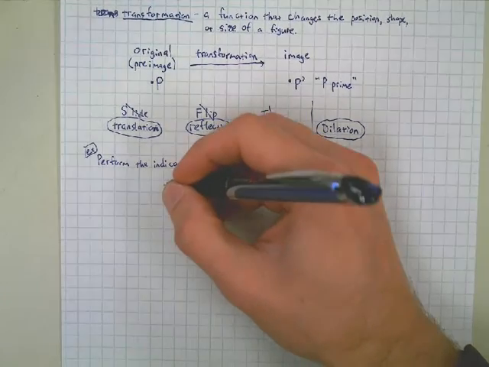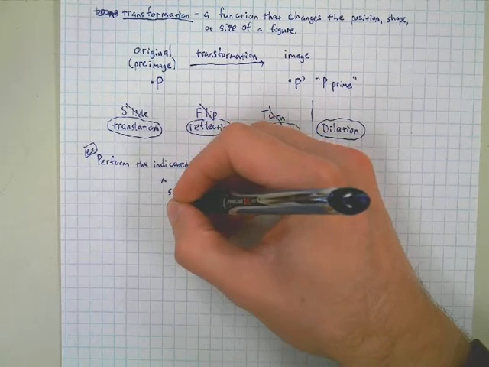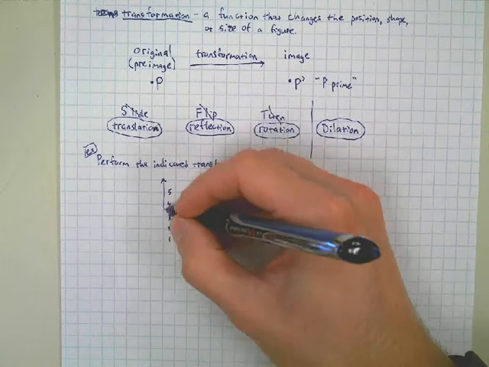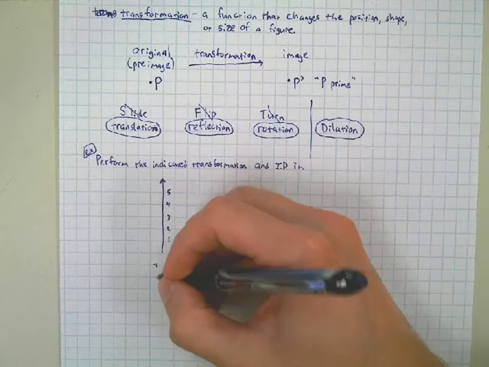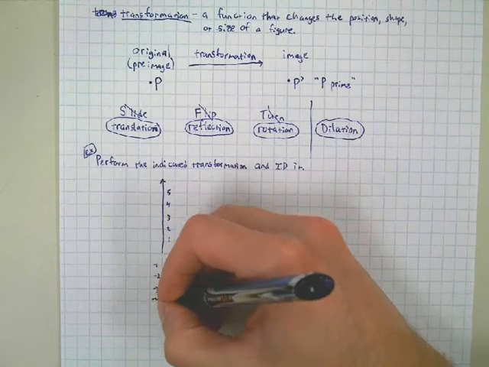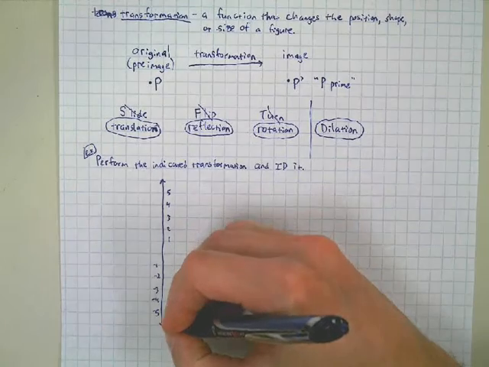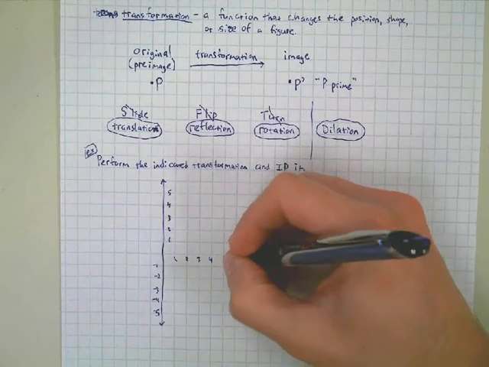Okay, so we need to start with the shape first of all. So let's draw. We're going to draw some coordinate axes. Does it say ID? Yeah, ID. We're going to identify it. I just wrote ID instead of identify for short.